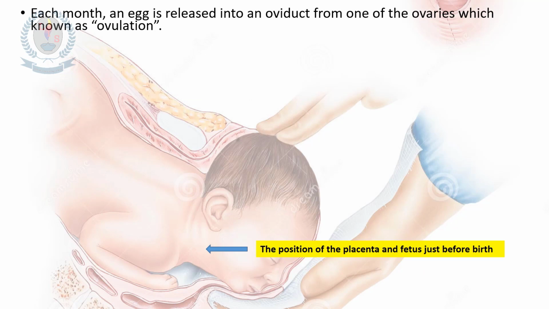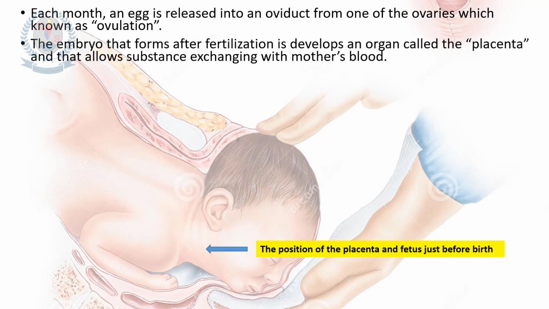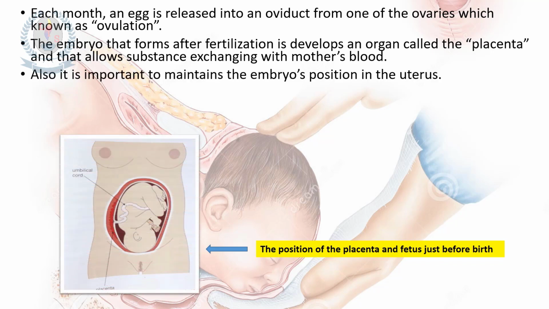Each month an egg is released into the oviduct from one of the ovaries, which is known as ovulation. If an egg released during ovulation meets a sperm cell in the oviduct, it may be fertilized and start to develop by attaching to the muscular wall of the uterus. The embryo that forms after fertilization develops an extra organ called a placenta.